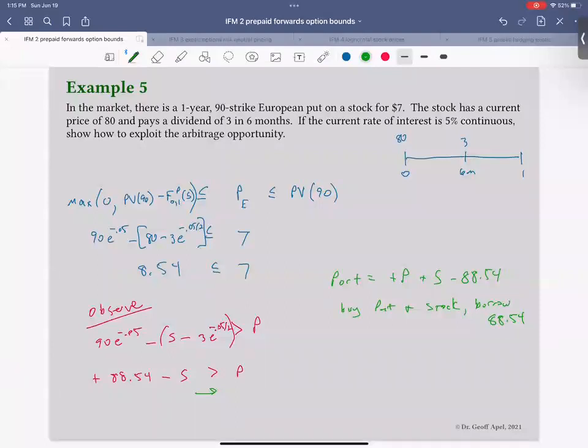Oh, and good question here: how many stocks do you buy? I actually never thought about that. I haven't seen that be an issue in the question, but I think maybe you would buy e to the negative delta shares of stock. Yeah, good thought.